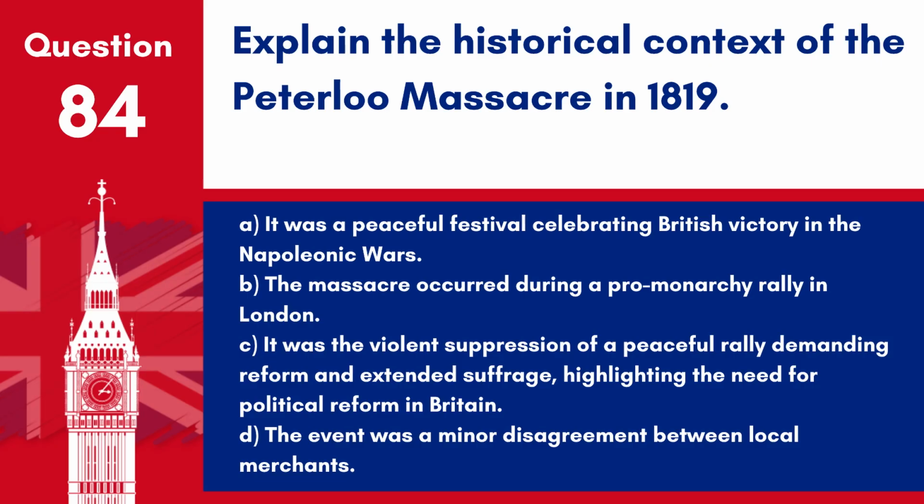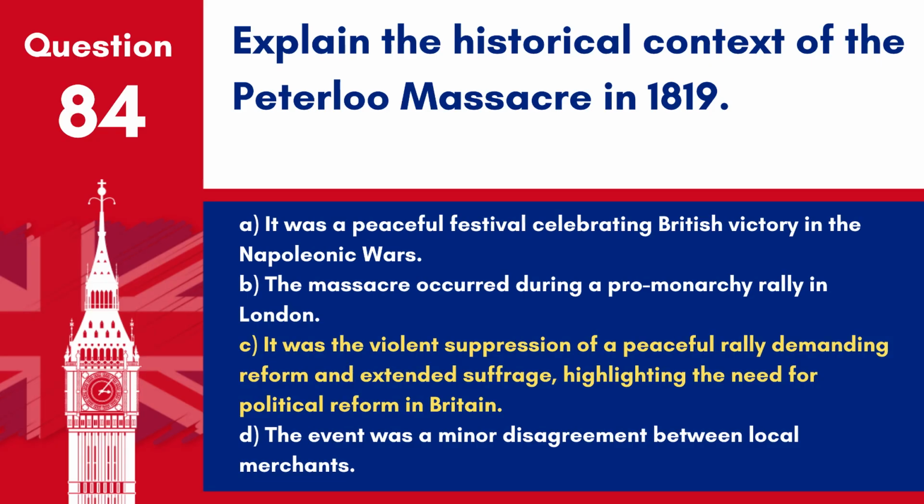A. It was a peaceful festival celebrating British victory in the Napoleonic Wars. B. The massacre occurred during a pro-monarchy rally in London. C. It was the violent suppression of a peaceful rally demanding reform and extended suffrage, highlighting the need for political reform in Britain. D. The event was a minor disagreement between local merchants.